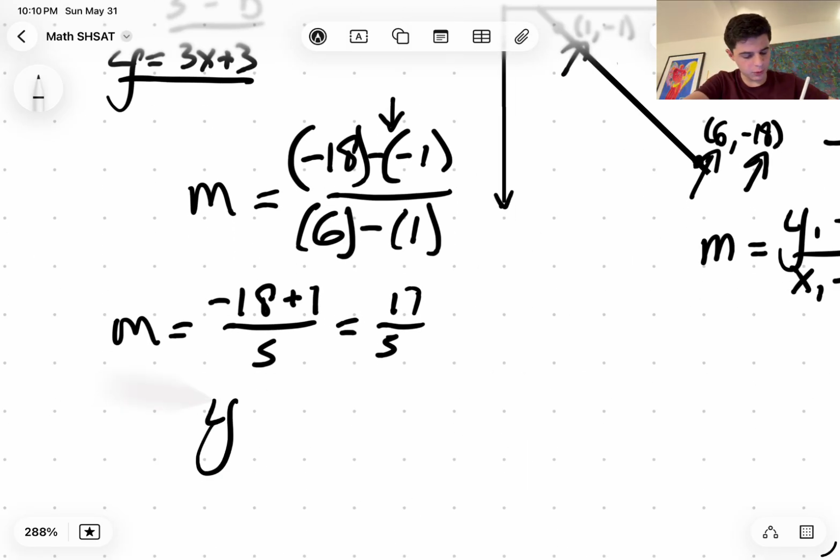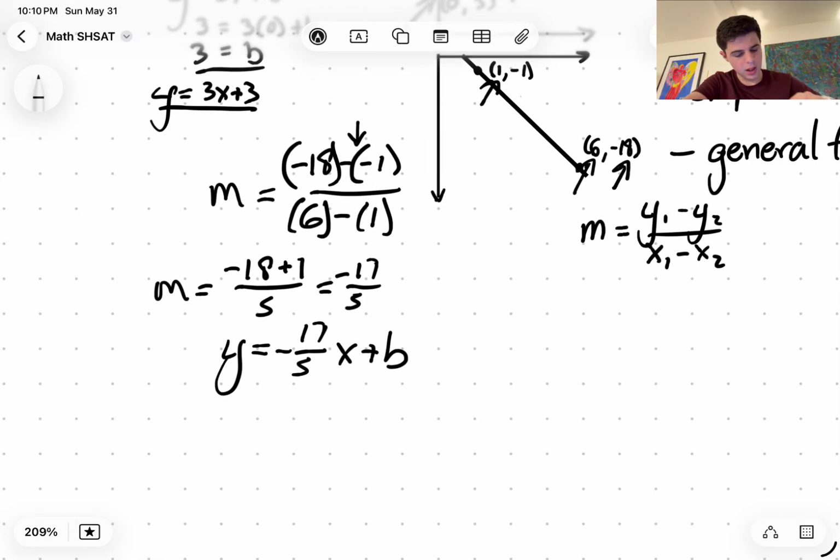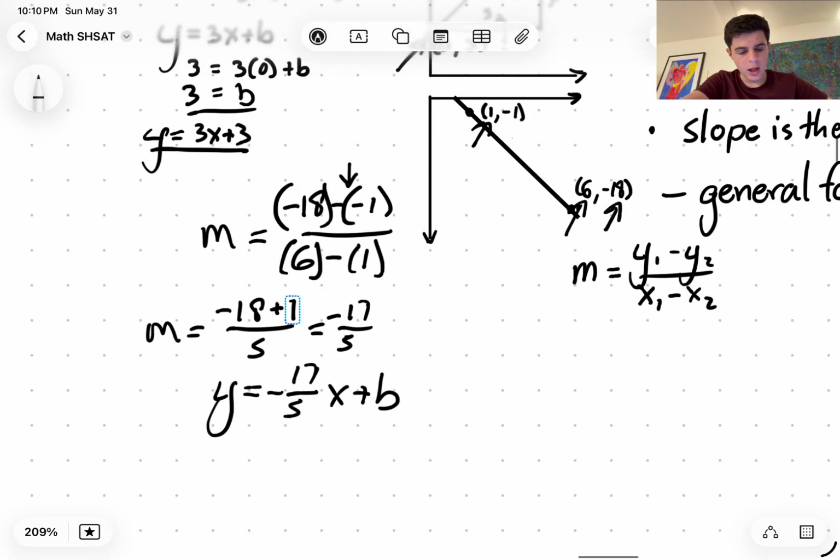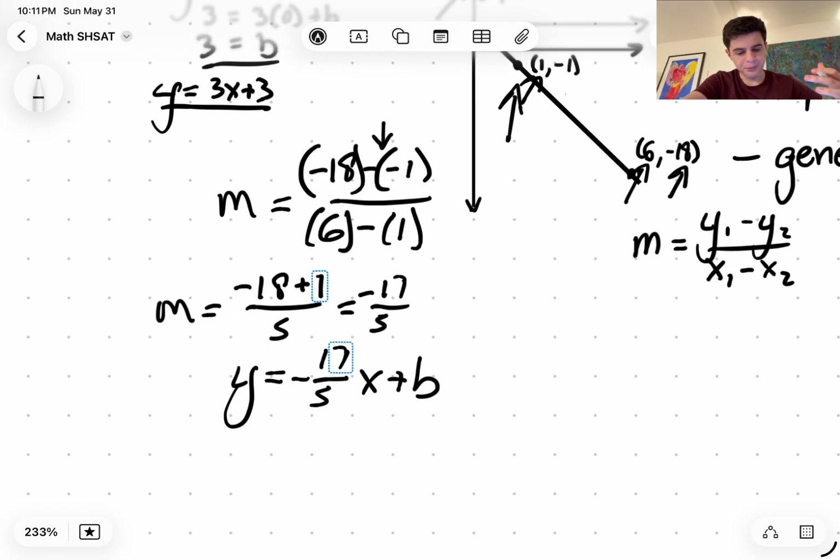And now we can plug that into our equation. Y equals negative 17 fifths x plus b. And now we're just going to have to find the y-intercept. Here it's not given to us. So what can we do? We can plug in one of these points. So let's use 1, negative 1, because it's easier than 6, negative 18. Let's plug in 1 for x and negative 1 for y.